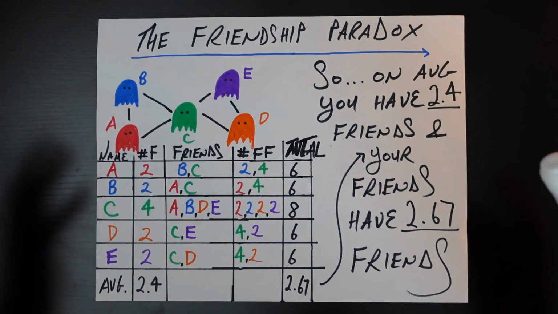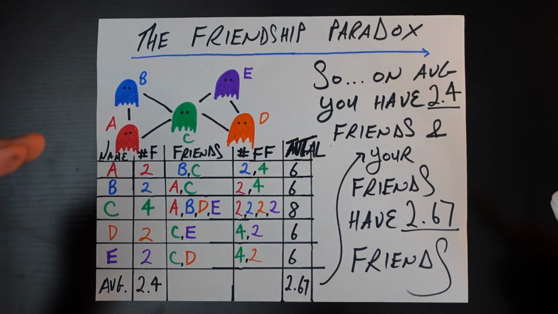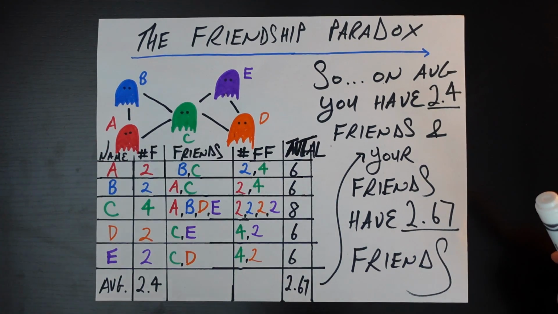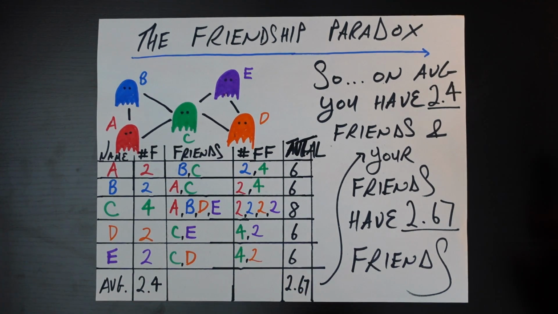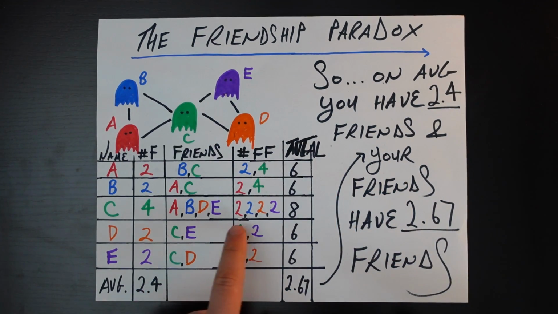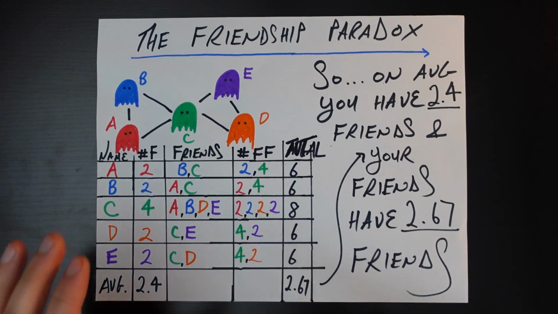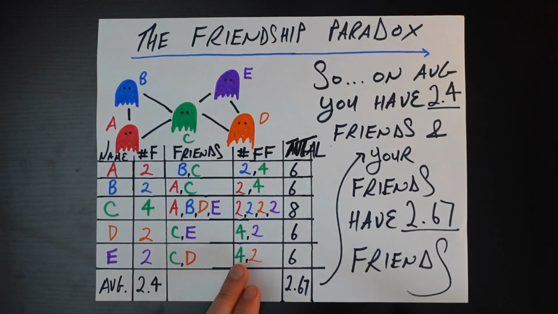Because, again, putting ourselves in the shoes of each person, if we consider A, then we have to consider the number of friends that C has, which is 4. If we consider B, we have to consider the number of friends that C has, which is again 4. Consider D, you have to consider the number of friends that C has, which is 4. And again, considering E, you have to consider the number of friends that C has, which is 4.